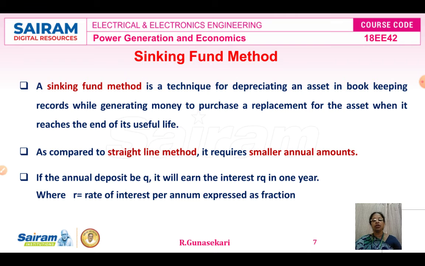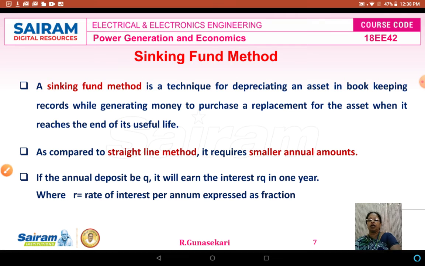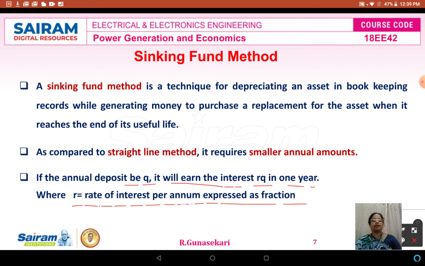If the annual deposit be, that means a small letter q, then it will earn the interest, which is nothing but the formula small r into q. R is the rate of interest, small q is the annual deposit. So therefore the interest is rq in 1 year only. So here I am referring r is equal to what? Rate of interest per annum expressed as a fraction only.